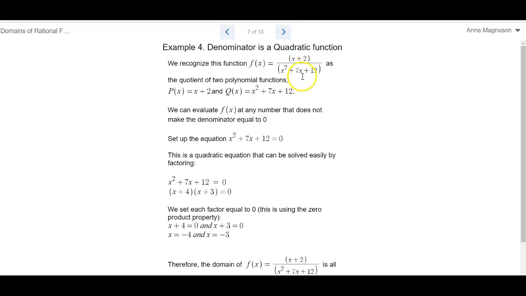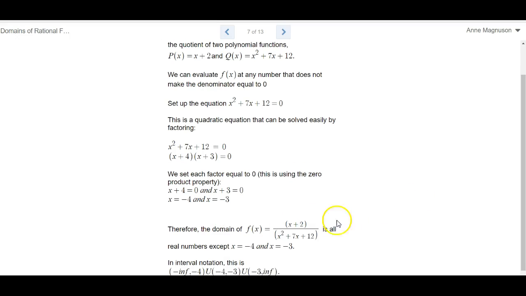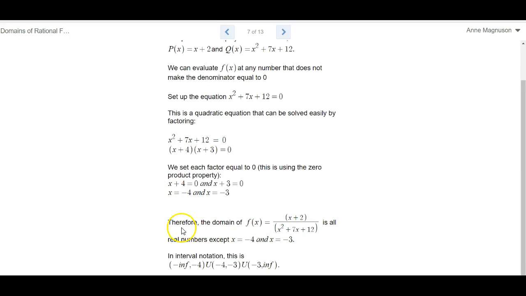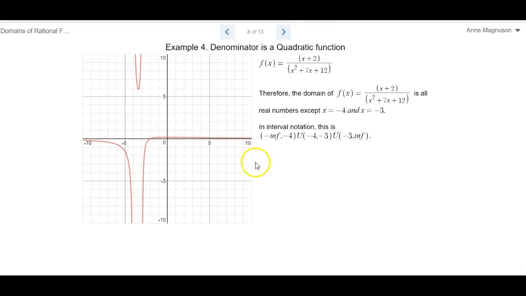This example has a quadratic function as the denominator of the rational function. Again, I set this quadratic equal to 0 and solve it. So this quadratic can be solved easily by factoring. So I factor it, I set each factor equal to 0, and solve. So the domain of this rational function is all real numbers except minus 4 and minus 3. Here's the graph. Notice it has two vertical asymptotes at x equals minus 4 and x equals minus 3.